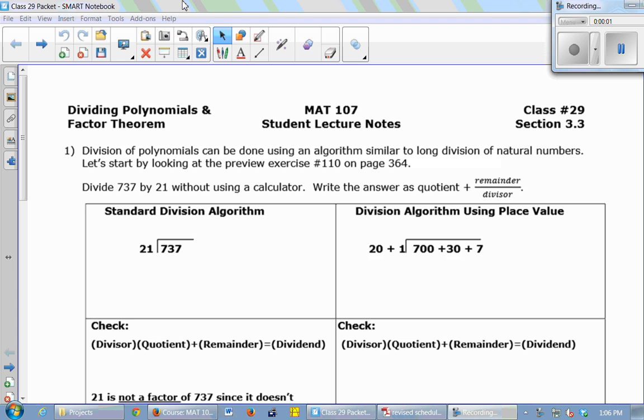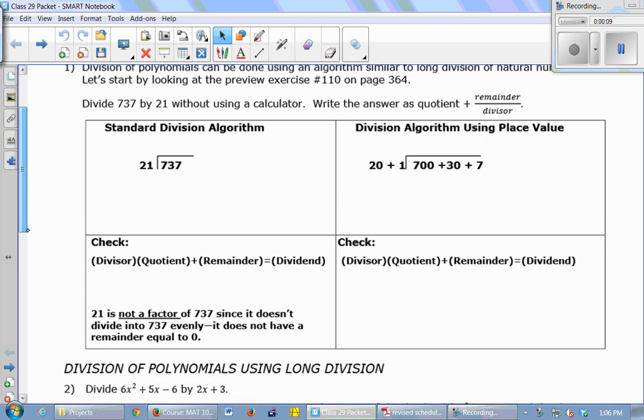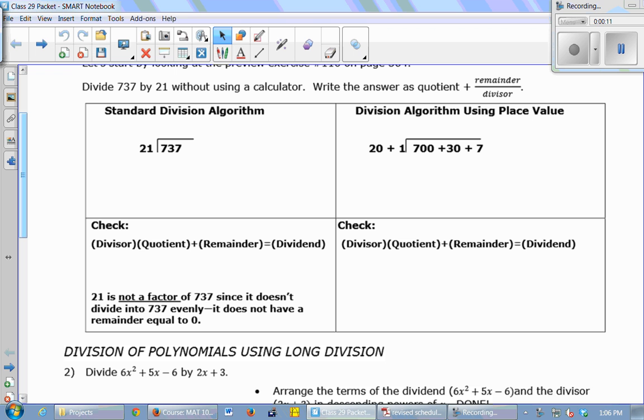So division of polynomials works very similar to division of whole numbers. So we're just going to review the standard algorithm for dividing two whole numbers. We're going to do it the standard way, and then we're going to do it this other way where we write everything by place value. So instead of writing 21, we write 20 plus 1, like 2 tens plus 1. And here we're going to write 7 hundreds plus 3 tens plus 7 ones.